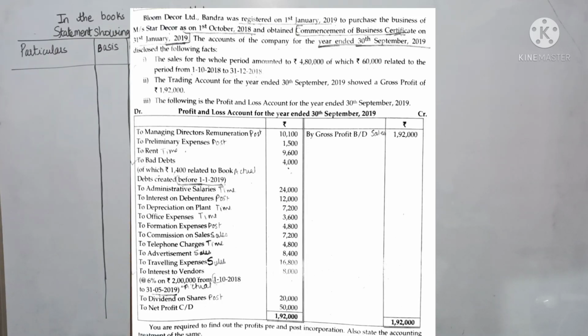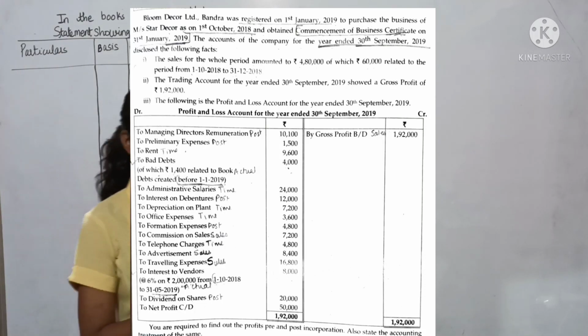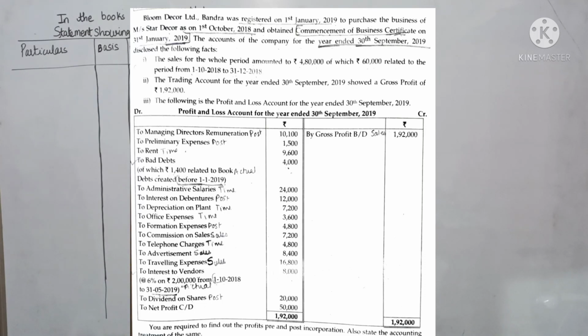So this is the profit and loss account for the year ended 30th September 2019, credit side and debit side. And last they have asked you are required to find profit pre and post incorporation. So we have to find the statement showing profit prior to incorporation and profit after incorporation. Here they have given the income and expenses in the debit side, and in the credit side they have given the gross profit.